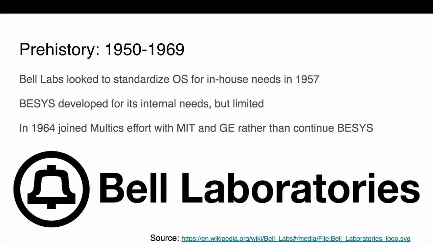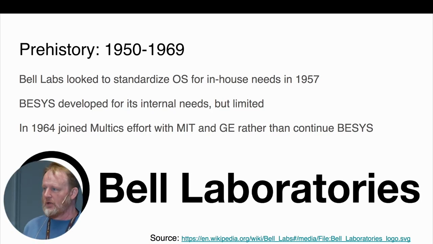So the history of Unix actually begins in the 1950s. In the 1950s, Bell Labs was producing operating systems for computers that were handling switch data. Switch data is the calling data so that they could bill long distance and make money. And they standardized on a system called BESYS, or Bell System. And that met their needs for a number of years. And then they realized that it's kind of difficult to have your own OS, and they were looking to get out of the support business in the early 60s. So in 1964, they joined the effort to produce something called Multics.